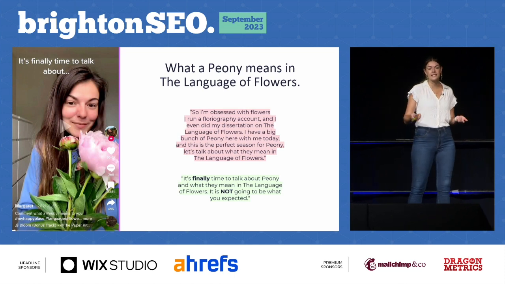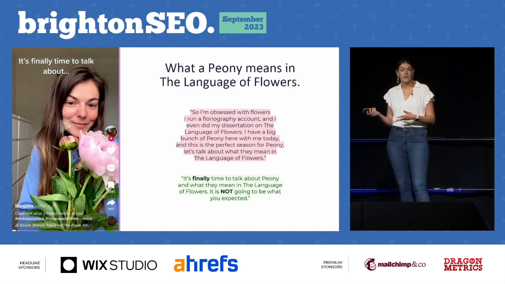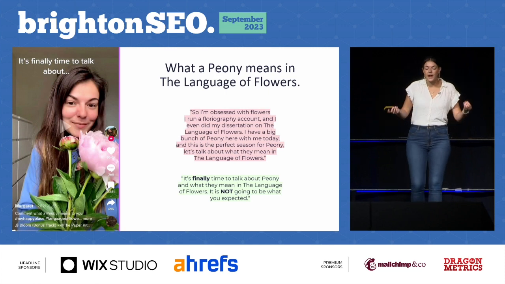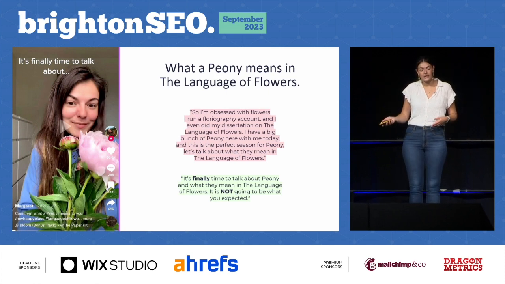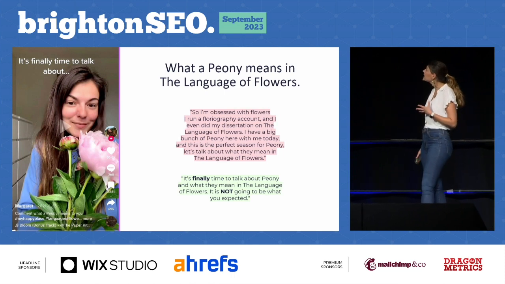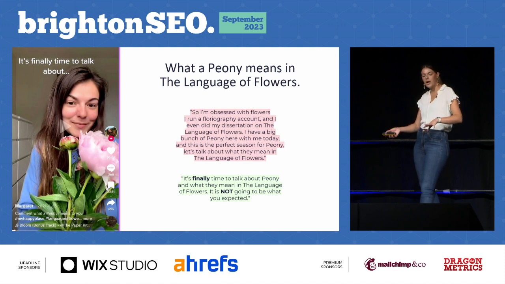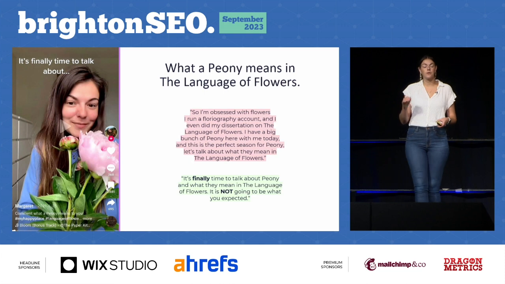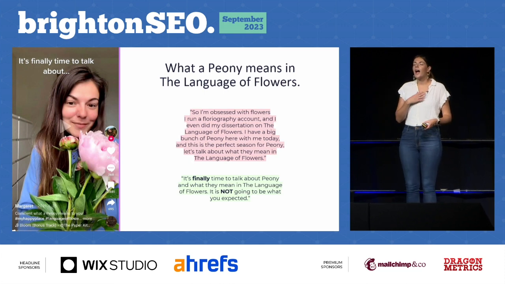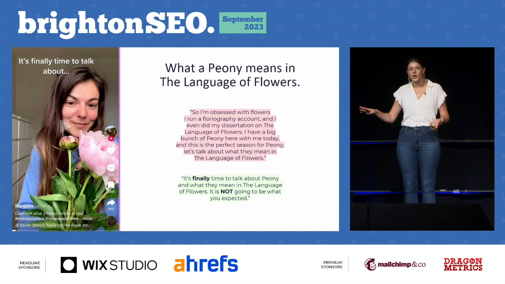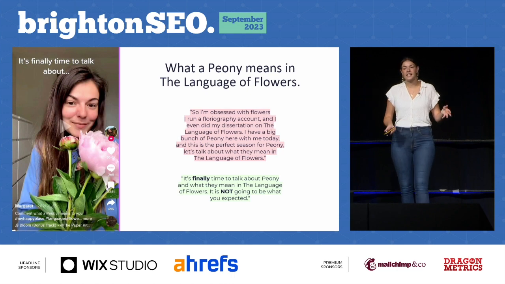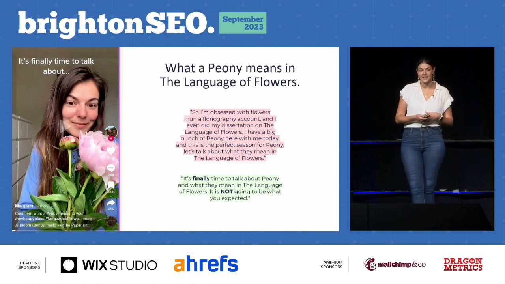So this is what I said instead, which actually worked for this video and helped it go viral: "It's finally time to talk about peony and what they mean in the language of flowers. It is not going to be what you expected." So by me saying "finally," I basically create that ethos in a really low-key way, because I'm telling the viewer in the first 1.3 seconds that I have talked about so many flowers before, this is not my first time, and now we're finally at peony. So they build that trust for me. And these are the lengths that we have to go to with this 1.3 second attention span.